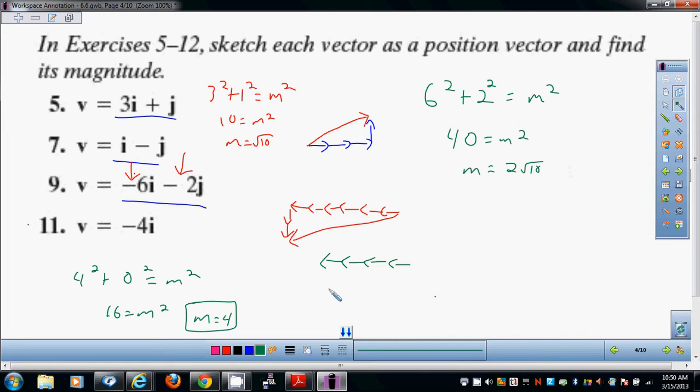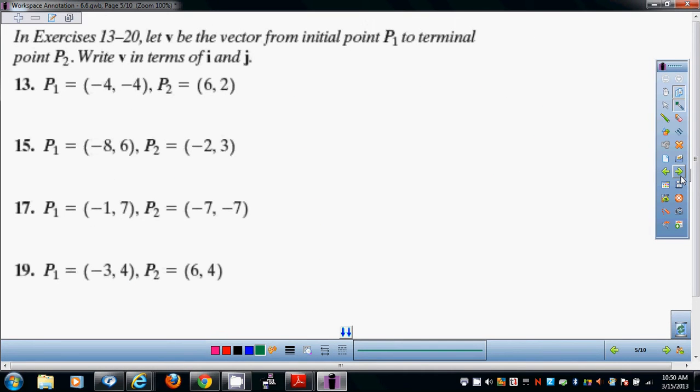In exercises 13 through 20, let V be the vector from initial point P to terminal point P2. Initial being where it starts, terminal being where it terminates. Write V in terms of i and j. So, easiest way to find these. Your i value, the number that goes with your i, is just the difference of your x's. You always want to go terminal minus initial. So, 6 minus negative 4 is going to give you your i's, and 2 minus negative 4 is going to give you your j's.